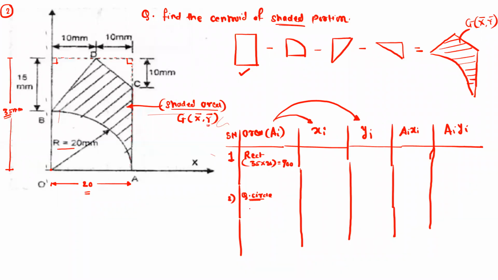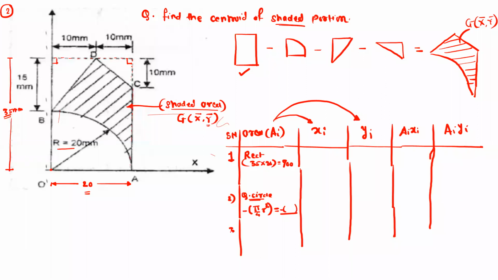For the quarter circle, when we write the area, its area will be pi r square by 4. So this will be pi by 4 r square, and this is negative. Put the value of r, so it is 20 mm, and get this value. The total value is negative.